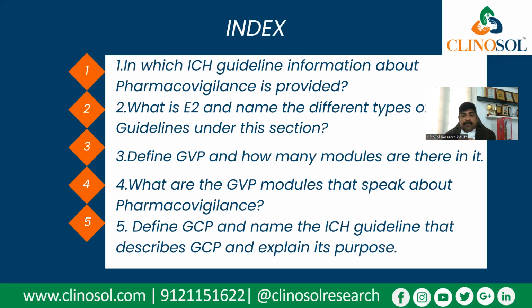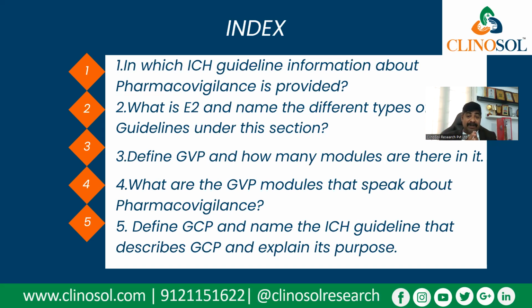Now I'll be discussing these 5 questions. In which ICH guidelines is pharmacovigilance provided? Because we have already seen the sub guidelines and main guidelines in ICH. Where do we find the pharmacovigilance guidelines in ICH, what is E2 efficacy guidelines 2, and the different types of E2 guidelines, subsections or subchapters in E2. If they ask what ICH E2 is, how do you answer that?